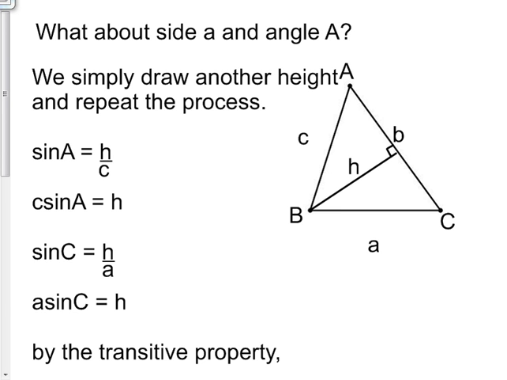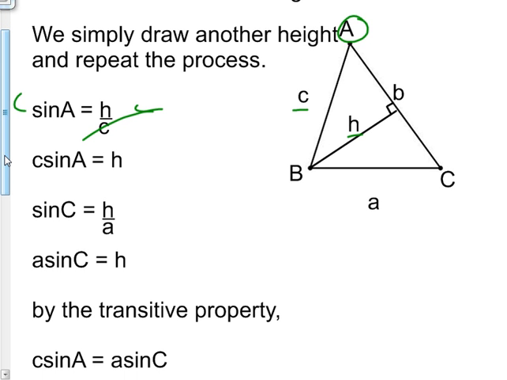But what about side a and angle A? So we simply draw another height in our triangle. This is the height I drew this time. And we repeat the process. So sine A is going to be opposite over hypotenuse, h over c. Multiply both sides by c. We get c sine A is equal to h.